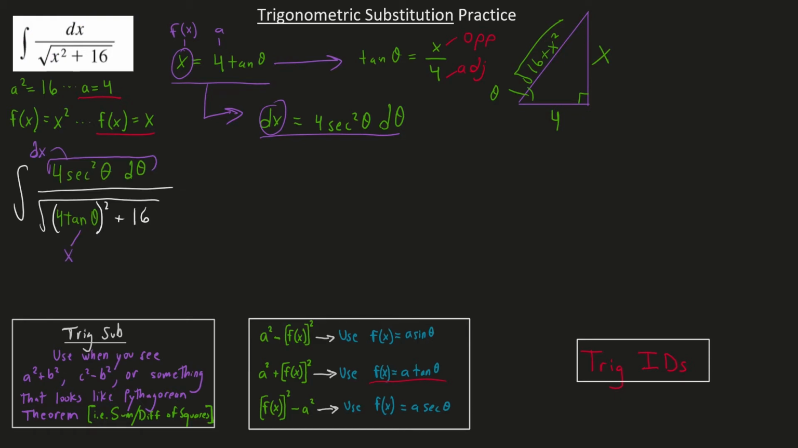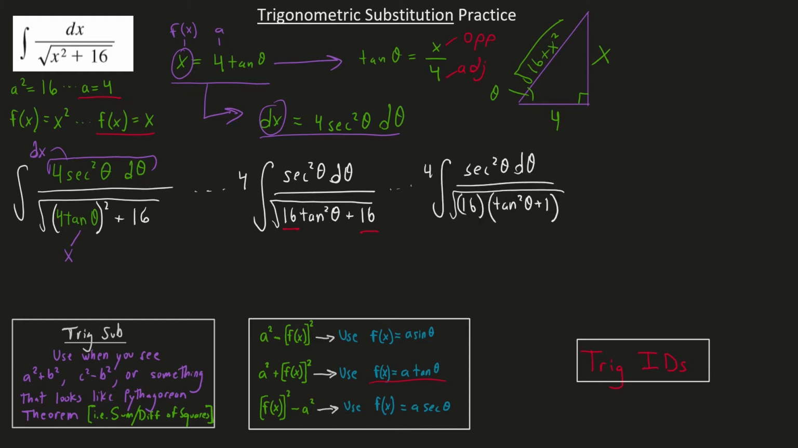Alright, so let's just crunch that algebra. I bring this 4 outside, there it is. I square this 4 tangent to end up with a 16 times the tangent squared of theta. I see a 16 and another 16, so let me just factor that 16 out to get here.